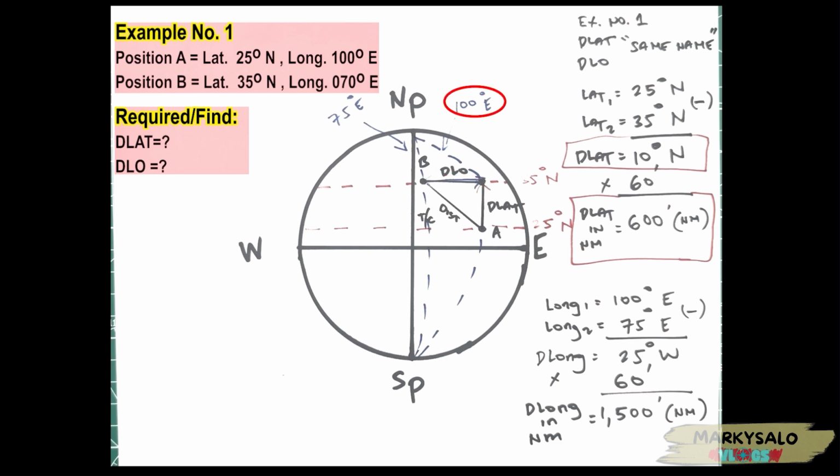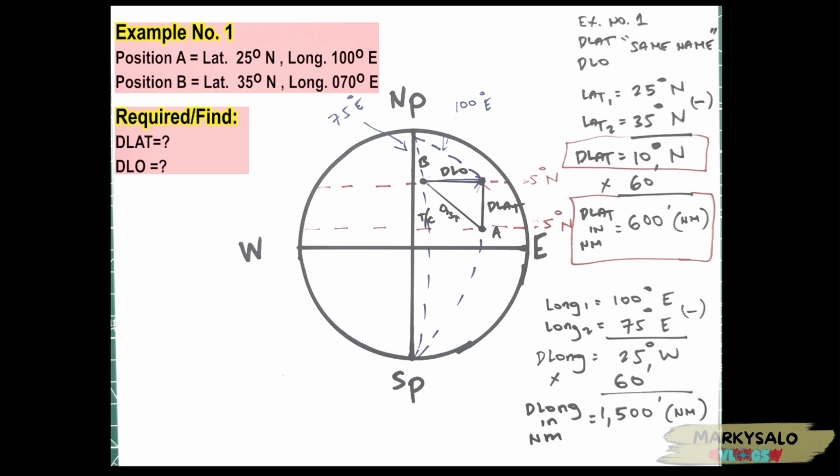Initially, we are from 100 degrees east. We travel westward to 75 degrees east. In the illustration, it is represented by the blue broken lines. Meridians are measured from pole to pole. So longitude 1 is equal to 100 degrees east and longitude 2 is equal to 75 degrees east.